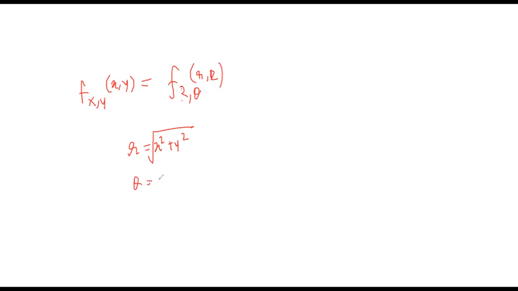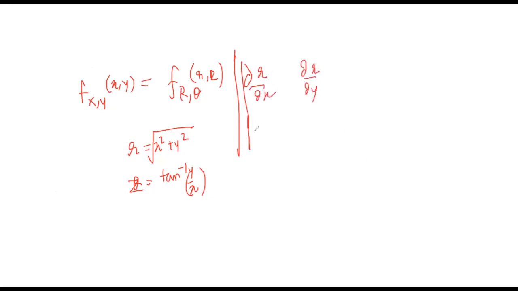We got f of x comma y equal to f of r comma theta, where r equals the square root of x square plus y square, and theta equals tan inverse of y by x. What we are trying to do is take the modulus of the determinant of d of r comma dx, d of r comma dy, and d of theta comma dx and d of theta comma dy.